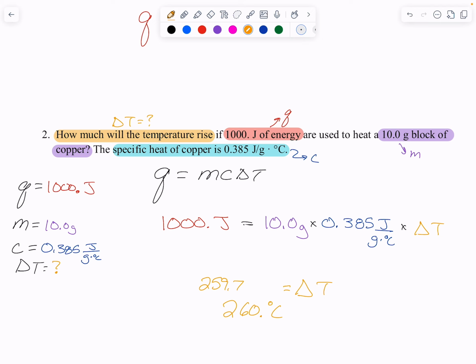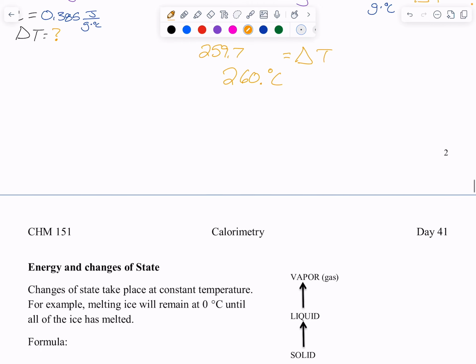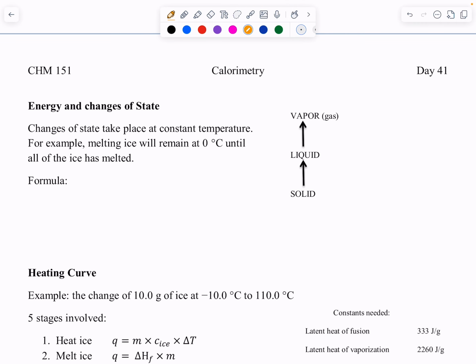So that's just Q equals MC delta T. That is when we are in one state of matter. So now if we look at changes of state. All right. There's solid to liquid, liquid to vapor. So solid to liquid, we call this melting or fusion. And liquid to vapor, we call that vaporization. Evaporation can happen, but that's not at the boiling point. Boiling is at the boiling point. Vaporization is any phase change.